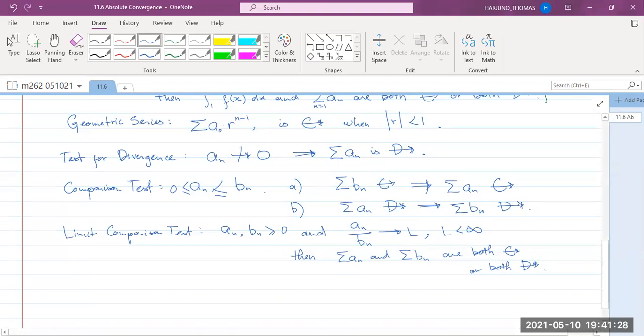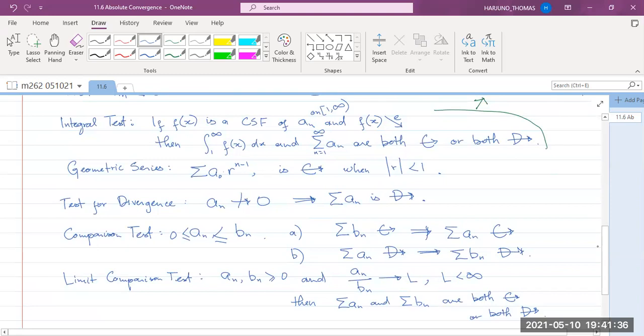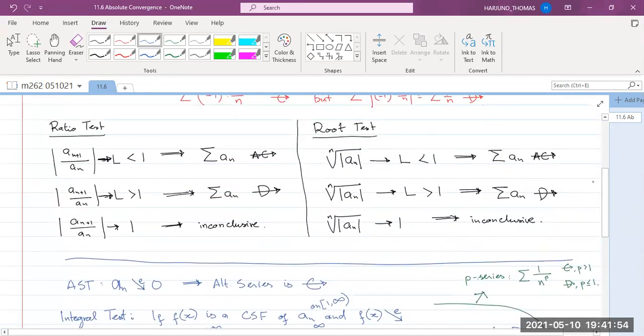What I don't want to happen is you confuse the tests that we learned so far, especially the limit comparison test. For the limit comparison test, the ratio of the limit can be any positive number, as long as it is finite. However, for the ratio test, the limit has to be less than 1. Root test, the limit has to be less than 1.